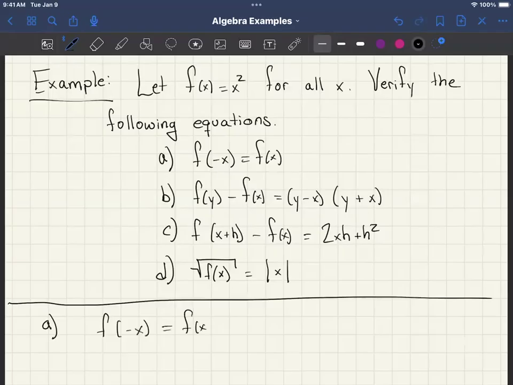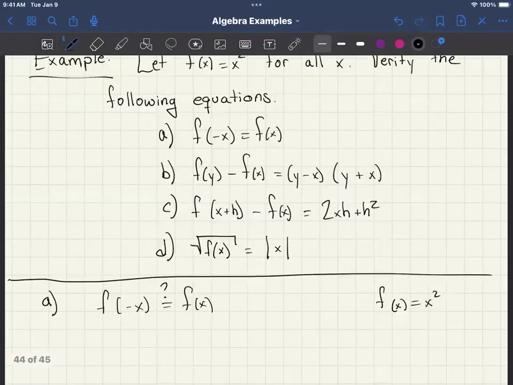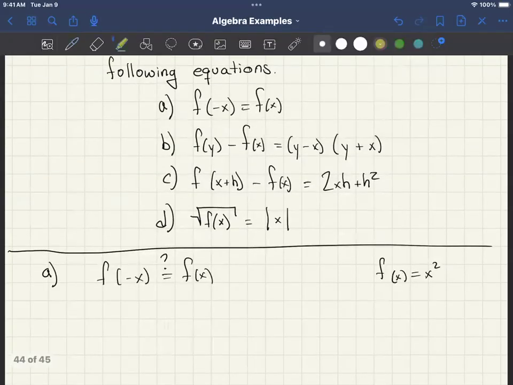So our first one is we want to show f of negative x is equal to f of x. And we know that f of x is equal to x squared. Now, what we usually do, remember, is that we take whatever is inside the parentheses and we just punch it in where we see that x in our equation.